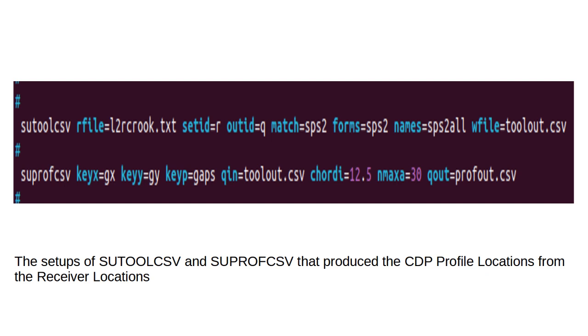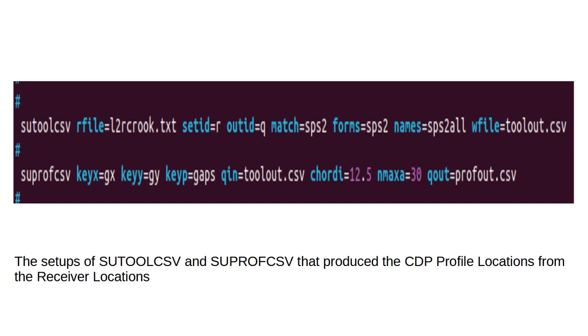This is the setup that produced the CDP profile. First, the SuTool CSV program is used to convert a standard SPS2R file into a CSV Q file. Only that Q file is input into SuPro CSV to produce the CDP profile. The SuPro CSV program outputs the created CDP profile into another Q file.